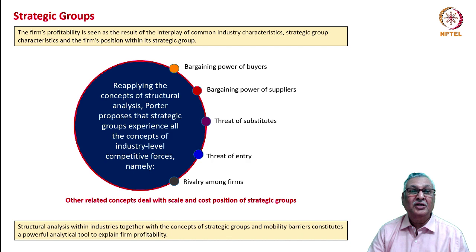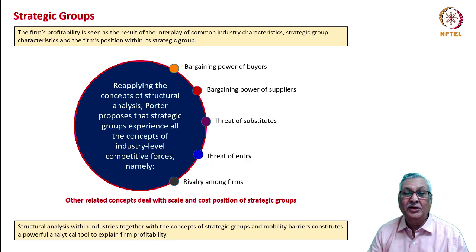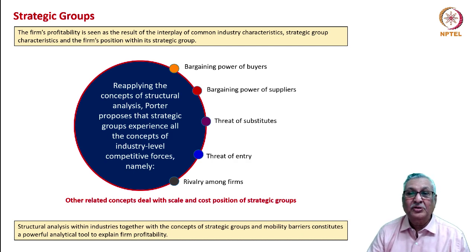The benefit of strategic groups is that we see the firm's profitability as a result of the interplay of common industry characteristics, strategic group characteristics, and the firm's position within the strategic group. So we reapply the concepts of structural analysis onto the strategic group. The five forces we talked about: bargaining power of buyers, bargaining power of suppliers, threat of substitutes, threat of entry, and rivalry among firms will be reapplied with reference to the strategic group.